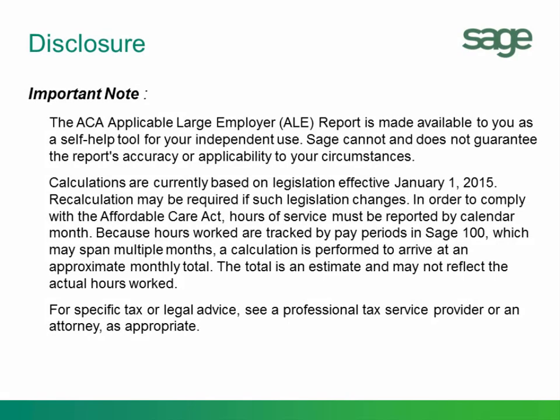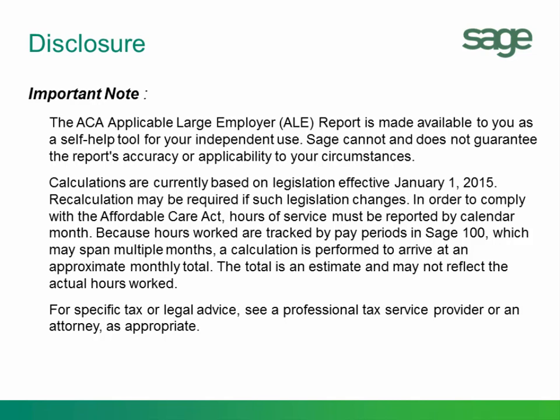In this topic, we are going to look at how to determine if you are an applicable large employer. We will be discussing the ACA Applicable Large Employer Report that is provided in Sage 100 as a tool to help you determine if you are an ALE.